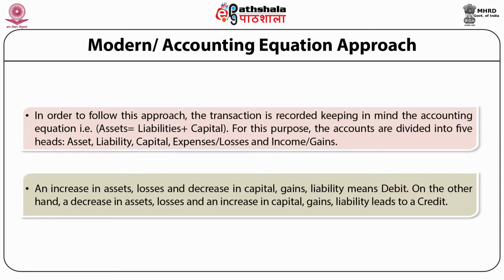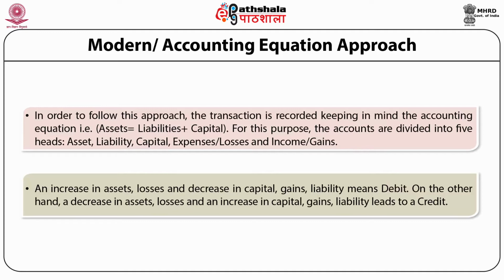For example, Mohan started a business with a cash balance of rupees 10 lakhs. In this statement, the effect of the transaction would be a cash increase as well as a capital increase. An increase in cash, an asset, would lead to debit, whereas an increase in capital results in a credit. Therefore, the transaction would be recorded in the journal with rupees 10 lakhs as follows. Cash account debit rupees 10 lakhs. To Mohan's capital account rupees 10 lakhs, being cash brought in the business.